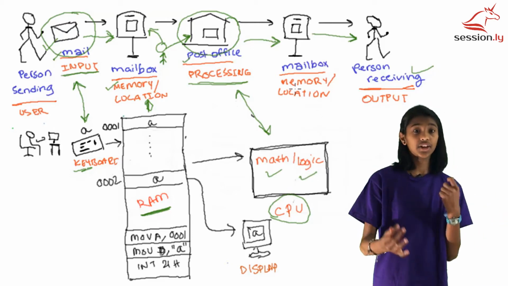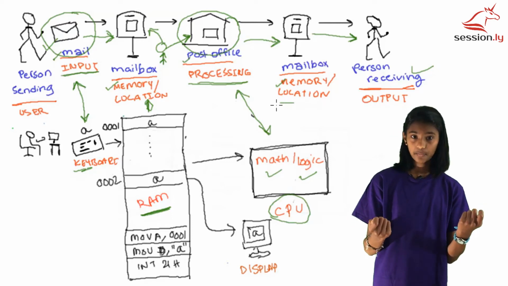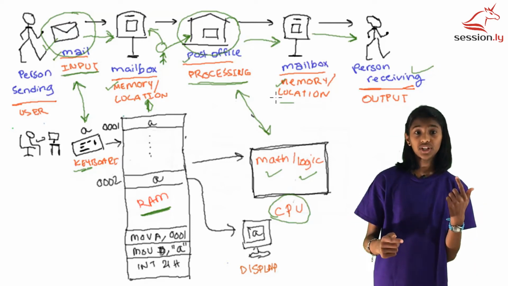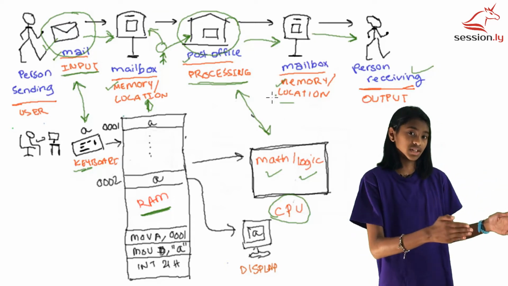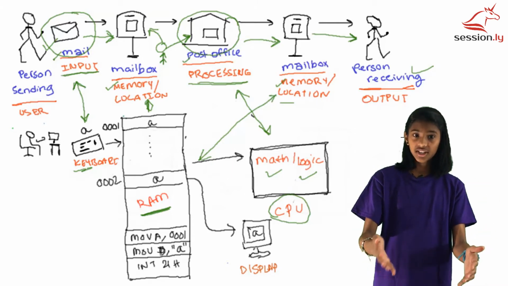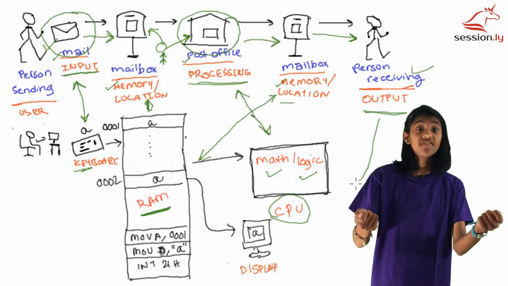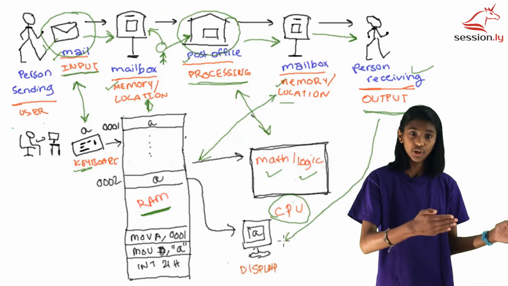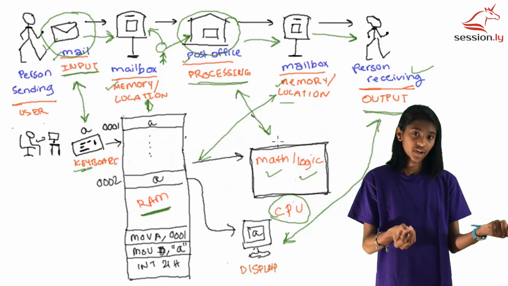The processed letter or mail is sent to another post office or post box. The CPU in a computer does the same thing. It processes the data and puts back the result in memory. The letter is finally delivered to the destination, and similarly, in a computer, the final result is shown on output, which is like the display of a computer, laptop, etc.